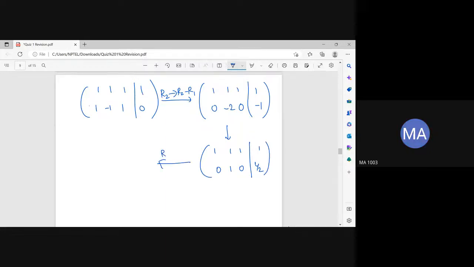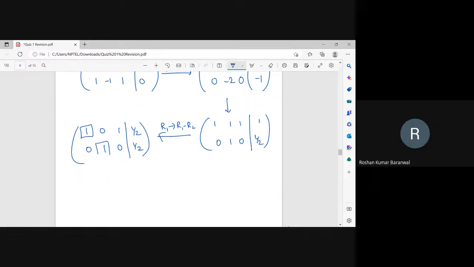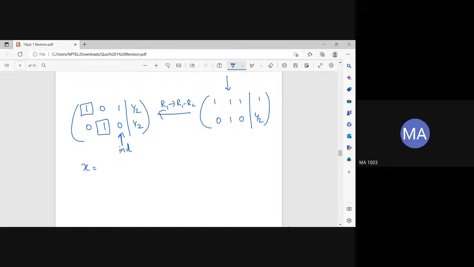Okay, let's do RREF. R1 will be R1 minus R2. So that's 1, 0, 1, half. 0, 1, 0, half. We have to apply it on that column only, which is independent variables. So here you have an independent variable, right? That is the third variable. Yeah. So Z is independent. X is half minus Z, but Y is directly half. It's not dependent on Z, but you don't have the choice for Y. It is half. Yes, ma'am.